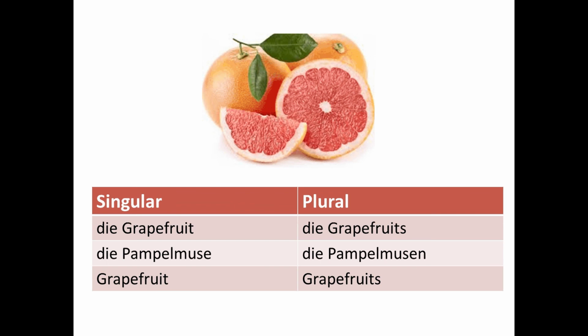Okay, then we have the grapefruit. The grapefruit, and in English also we call it same as grapefruit, but in some parts of Germany you can also hear the fruit named as the Pampelmuse. The Pampelmuse, and the plural will be the Pampelmusen. The Pampelmusen. And in English we have grapefruits.